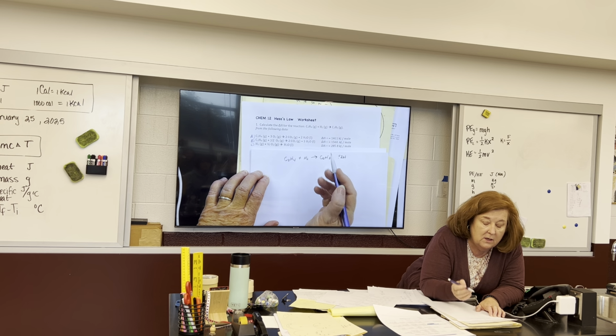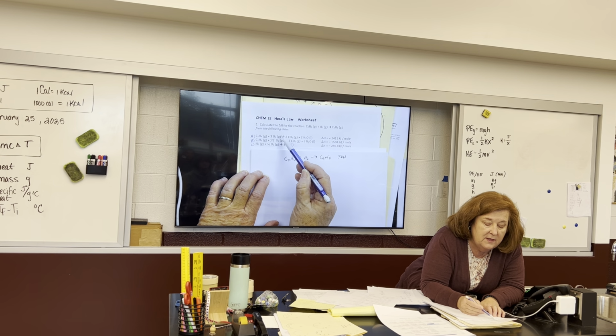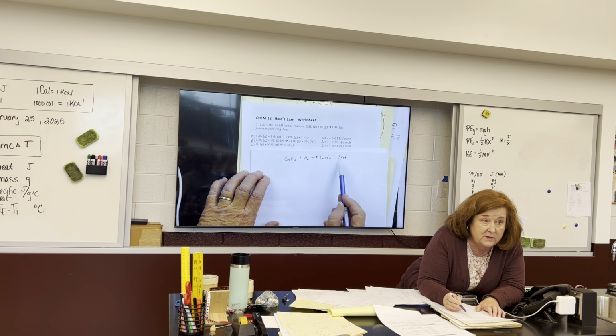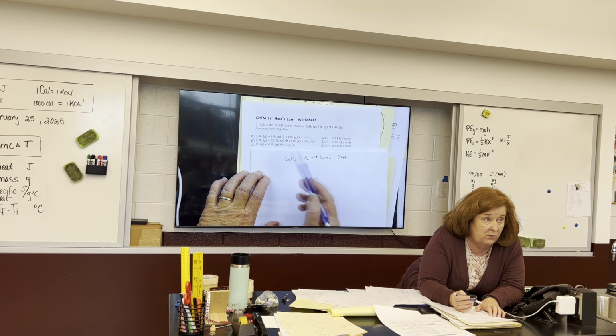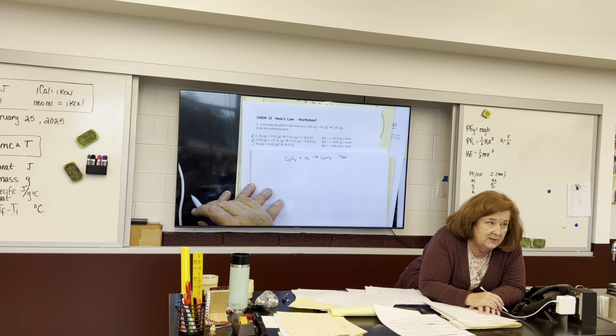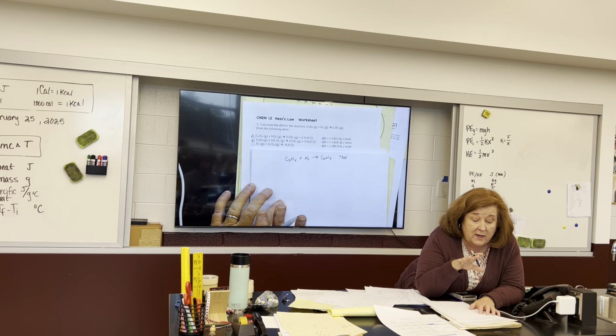We don't balance anything. What we're trying to do is use these 3 equations to make this equation, because Hess said, I don't have to do this all in 1 step. I can go through 3 steps, or 4 steps, or 12 steps to get to this. Now, this is what I do. I label these A, B, and C. Not everybody does that. This makes it easier for me. You do not have to do this.